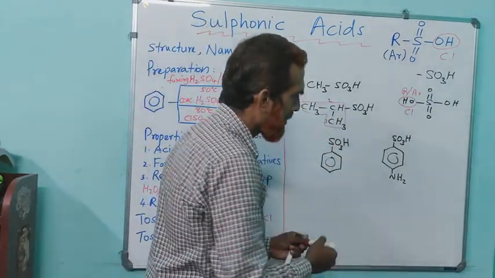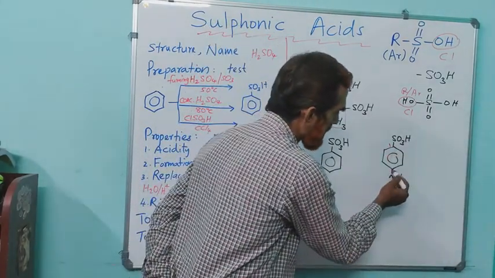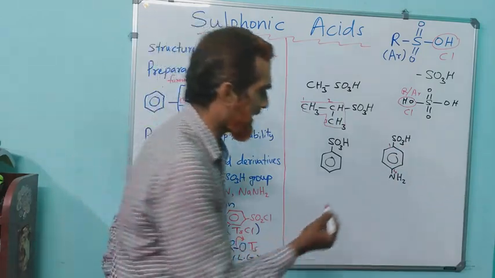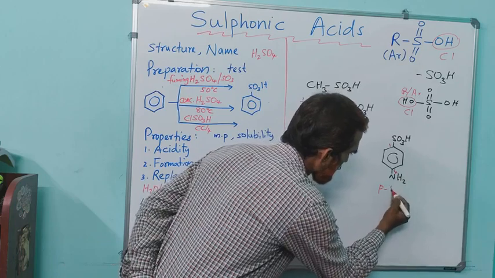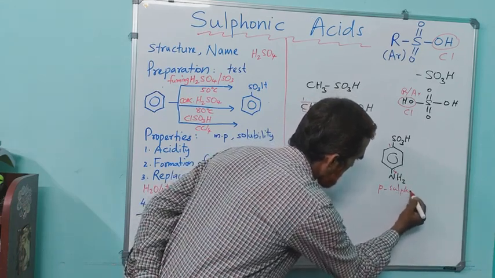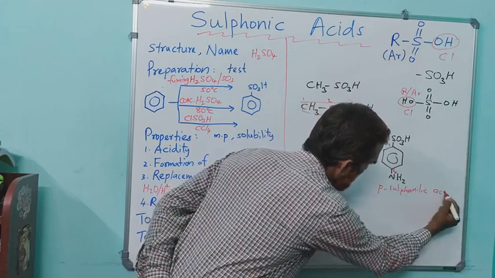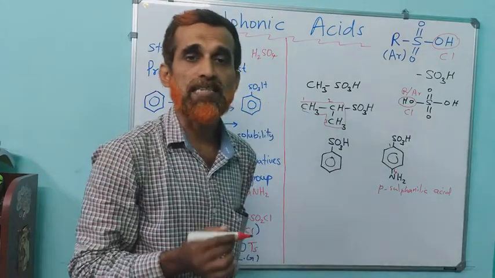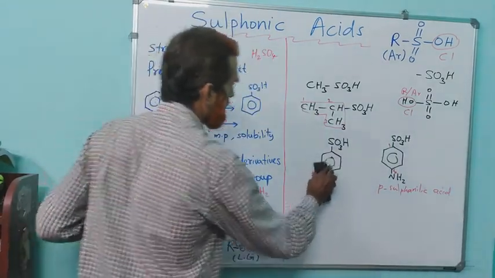This one, the sulfonic acid group is the highest priority functional group. This is position 4. So 4-amino benzene sulfonic acid, or it can be commonly called para sulfanilic acid. That's a common name. Sulfanilic acid, that is a combination of aniline and sulfonic acid, that's sulfanilic acid. Okay, that's about the name.